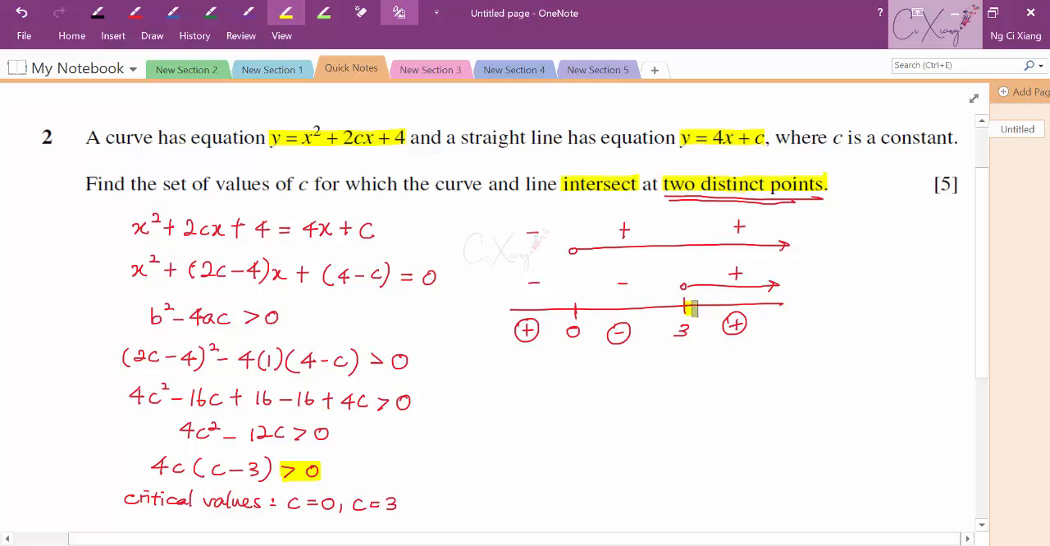So overall, my equation will be positive when I'm having c value equals to this one and also the c value equals to this. And when I write out the answer, it will be c smaller than 0 and also c greater than 3. Which means that if I substitute my value of c, either any value smaller than 0 or greater than 3, into the equation, my equation here will be a positive value, and eventually it will make this quadratic equation have two distinct roots, or intersect at two distinct points. Right, so this is how we solve question number 2.